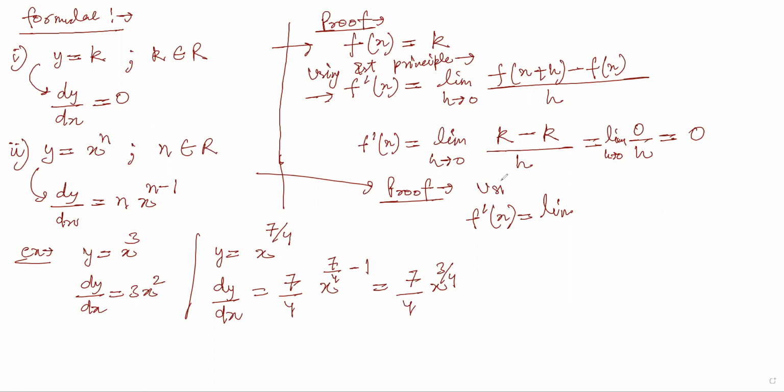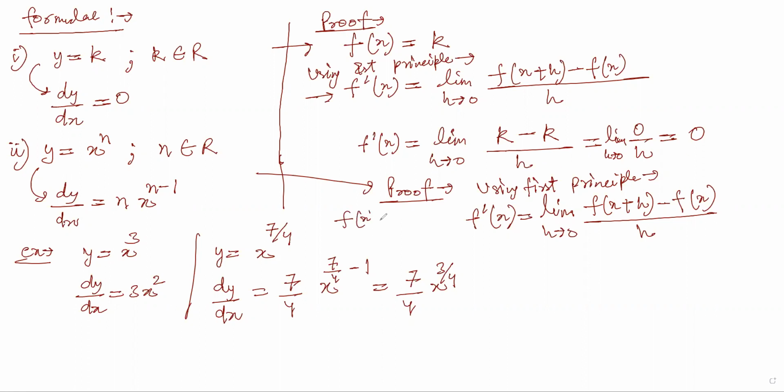So using first principle, again, every time we have to write this using first principle, we know what f dash x is. f dash x is limit h tends to 0, f of x plus h minus f(x) divided by h. Now, if I write f of x plus h, we have this function as x to the power n, right? So f(x) here is x to the power n. Can you tell me what is f of x plus h in this case?